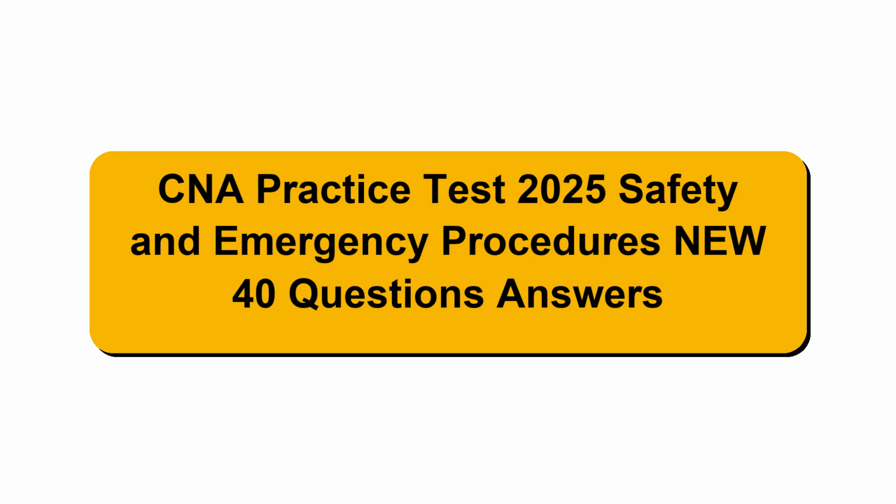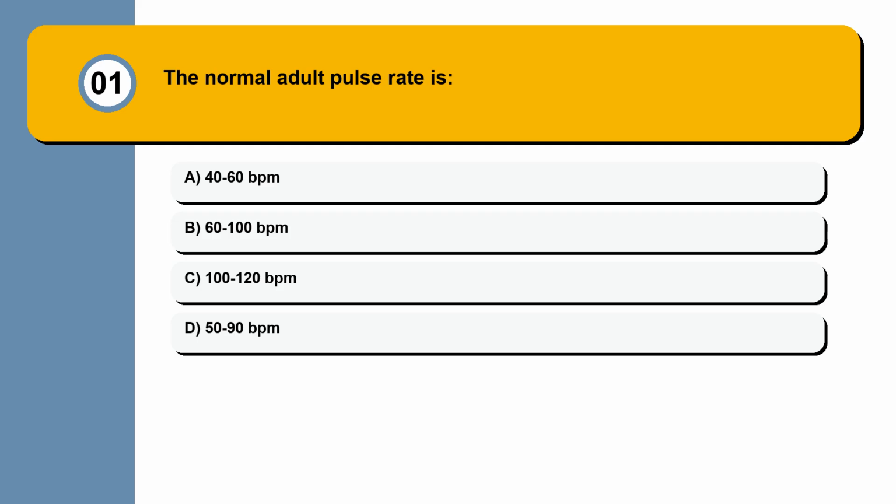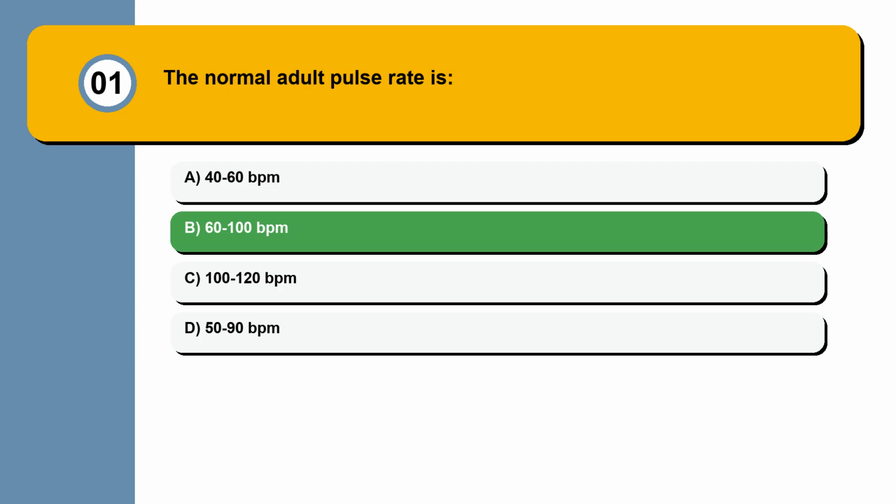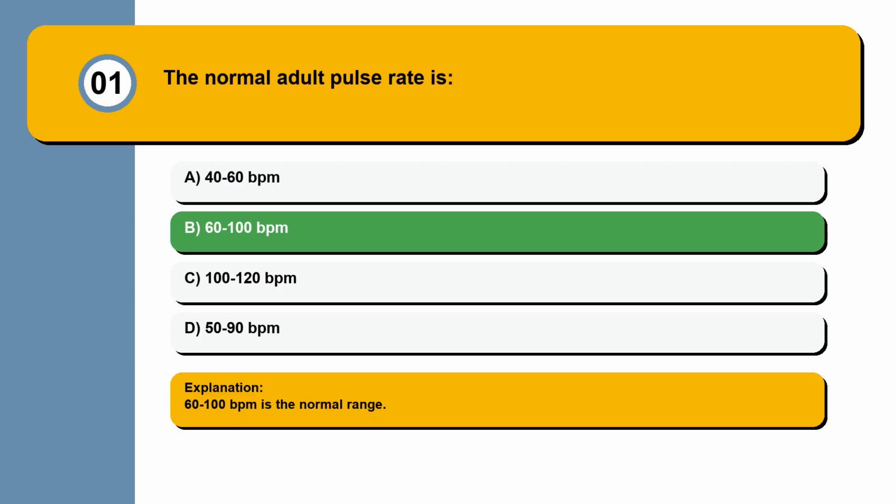CNA Practice Test 2025 Safety and Emergency Procedures, New 40 Questions and Answers. Question 1. The normal adult pulse rate is: 40 to 60 bpm, 60 to 100 bpm, 100 to 120 bpm, 50 to 90 bpm. 60 to 100 bpm is the normal range.